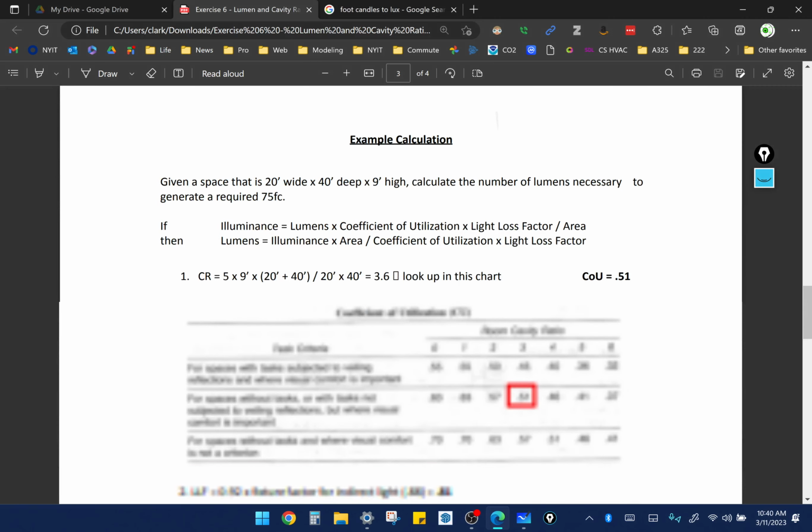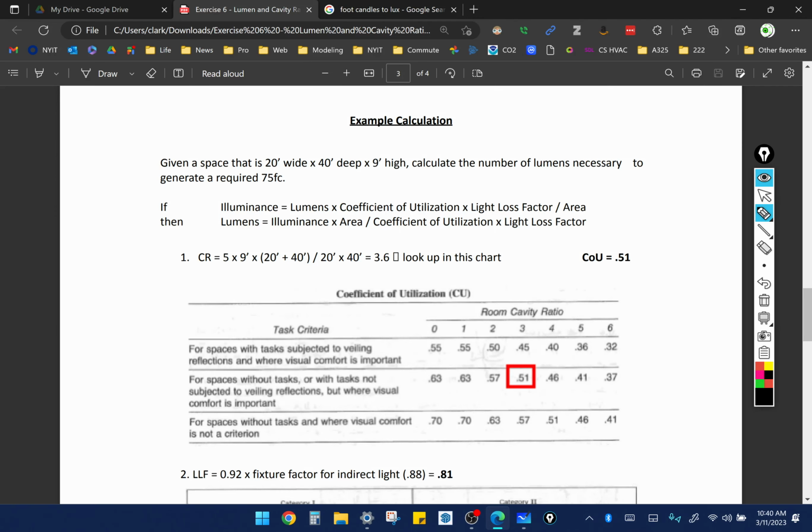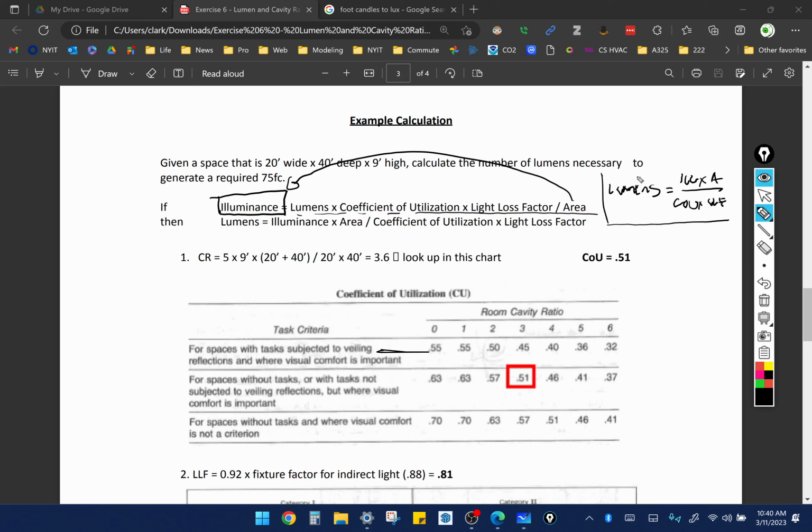So in our example, we're given an illuminance. That's what we're looking up in the chart. And that's this equation that we've just been dealing with. But what we need is lumens, so we need to rearrange this. So we need to say lumens equals, okay, illuminance is in the numerator. Area then comes up to the numerator, and the rest of the stuff is in the denominator, coefficient of utilization times light loss factor.